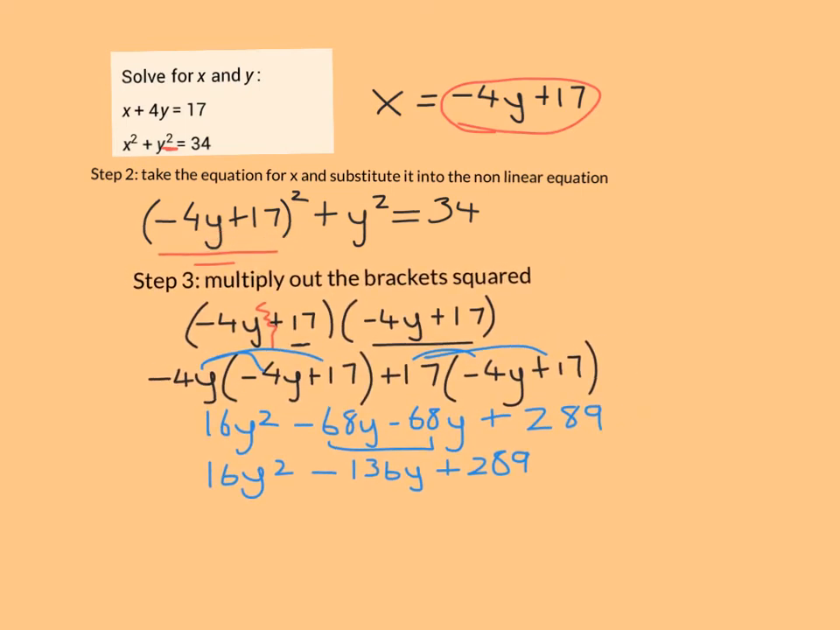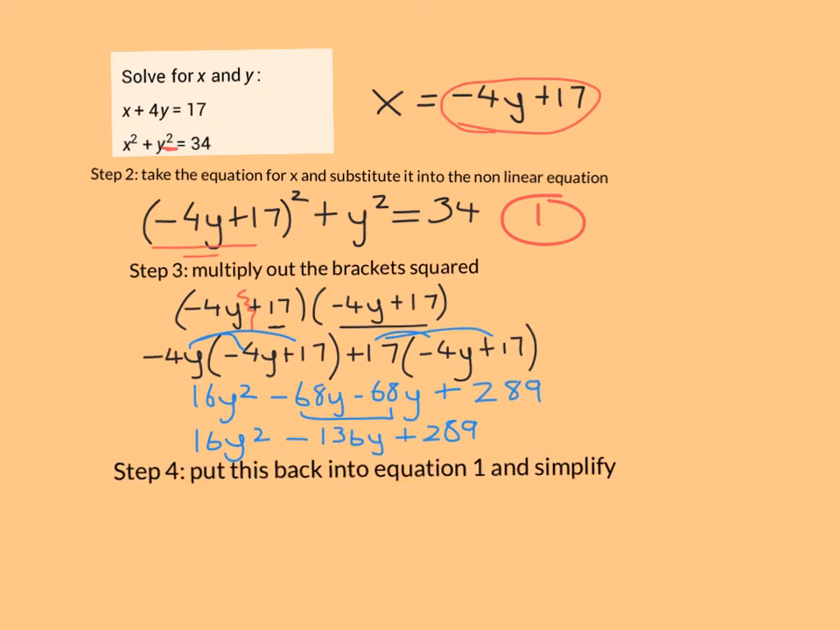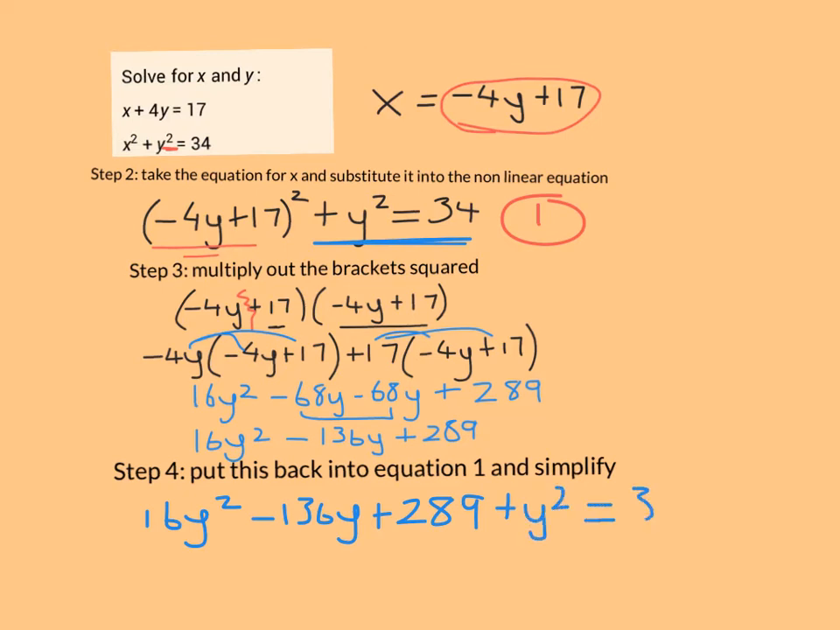Okay, so my next step then, I'm going to take that and sub it back into equation number 1. So this whole thing, because remember all we were doing was just solving for this. I'm now going to take this whole thing, pop it back in here, and then just simplify. So if I go ahead and do that, then I have 16y squared minus 136y plus 289. And then I'm going to take this part here and pop that in, so I have plus y squared equals 34.